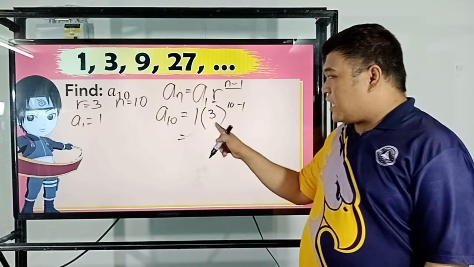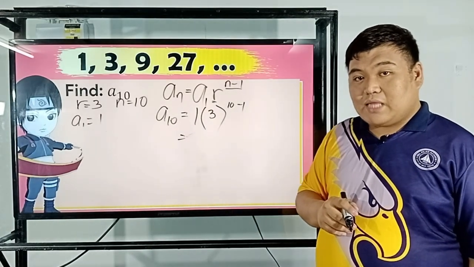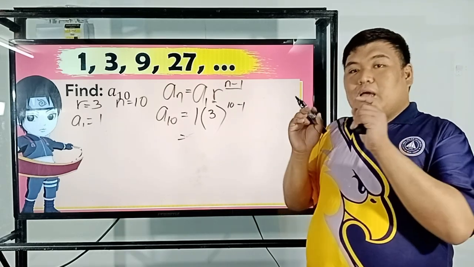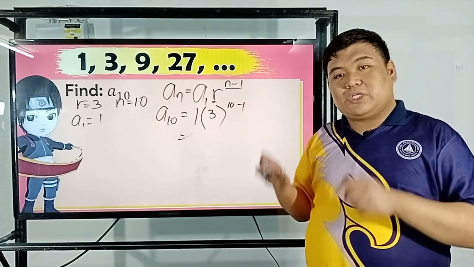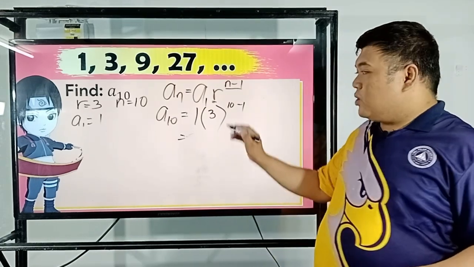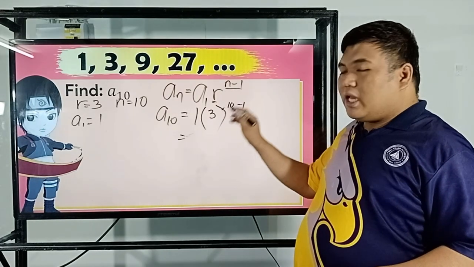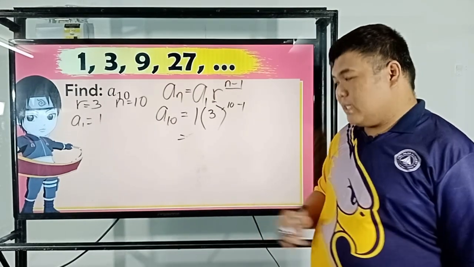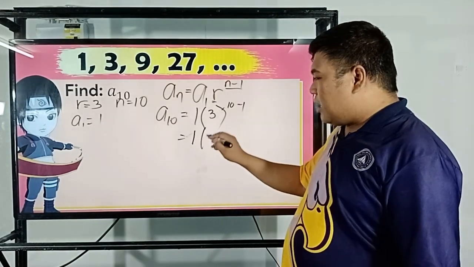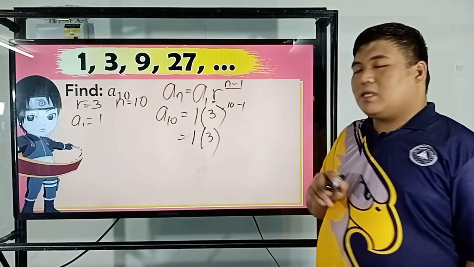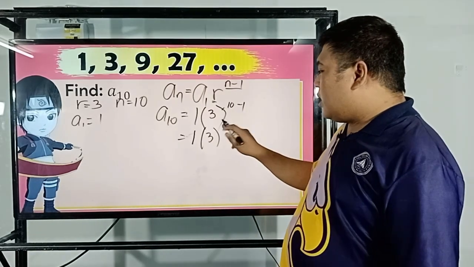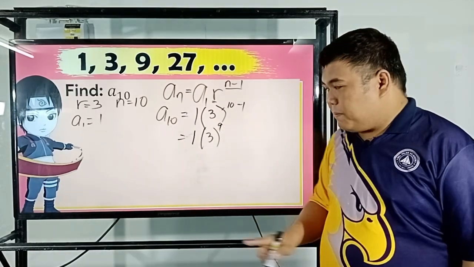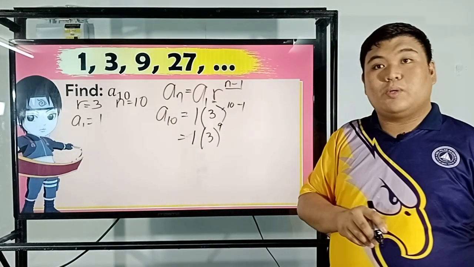multiply ba agad natin 1 times 3? The answer is no, kasi following yung PEMDAS, parenthesis, exponent, multiplication, division, addition, subtraction. So mauuna muna yung exponent na 3 raised to 10 minus 1 before multiplying kay 1. So we have 1 times 3 raised to, what is 10 minus 1? Obviously, 10 minus 1 is equal to 9. O, i-multiply na ba yung 3? Hindi pa rin po. Exponent muna, 3 raised to 9.